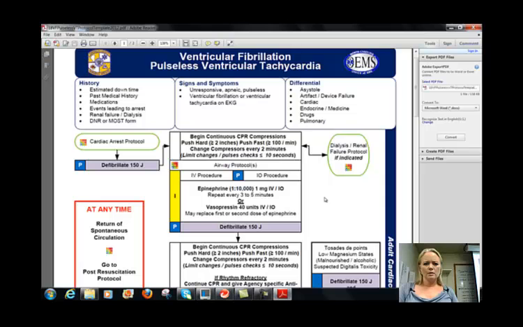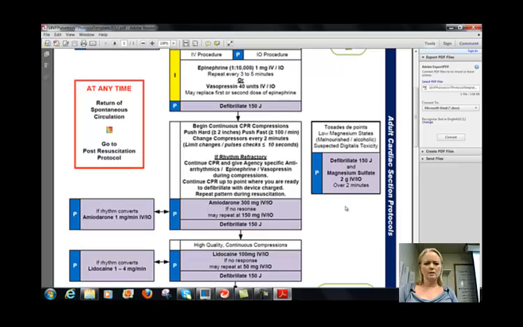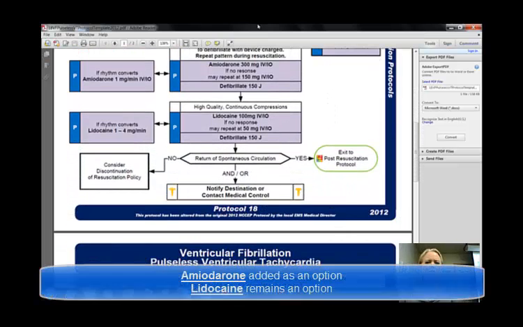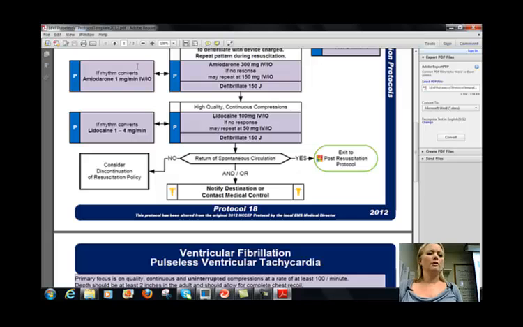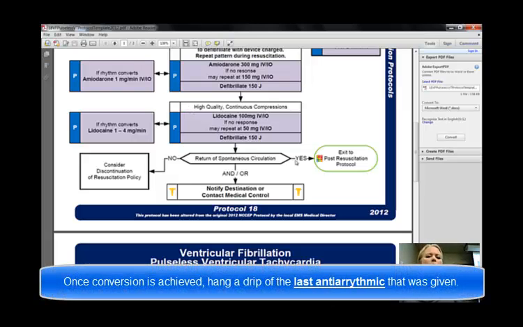All right, pulseless VTAC and VFib. I think the only difference in this one from the 2009 is the amiodarone addition. I did leave lidocaine on the protocol as an option. So if they get amio and they convert, then put them on an amio drip. If they don't, then go to lidocaine. And if they convert on lidocaine, then put them on a lidocaine drip. So put them on whatever drip medication works for them.